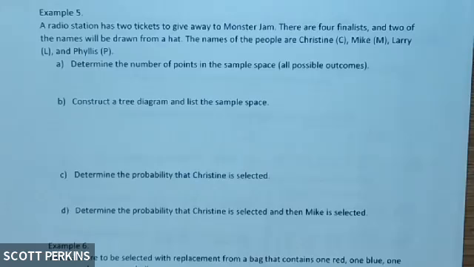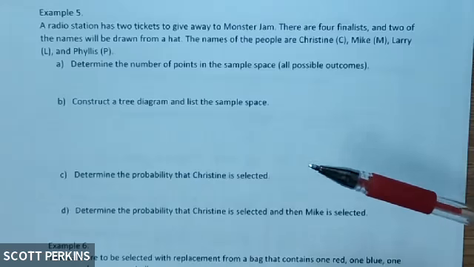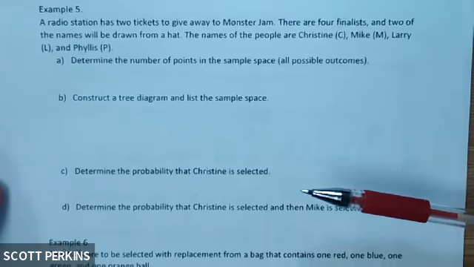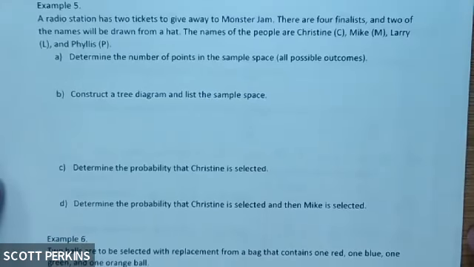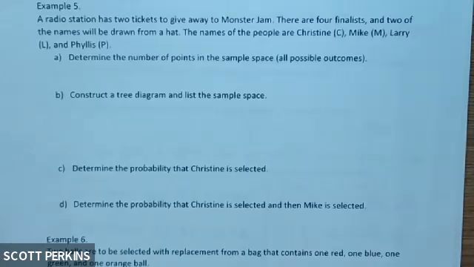Okay. So here's what we're going to do. We're going to determine the number of points in the sample space, meaning what are all the possible ways that I can draw two names out of a hat. And then we're going to construct a tree diagram. And then we're going to determine a couple of probabilities. So we'll get to review that from what we talked about earlier. All right.